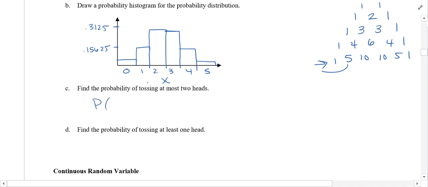We're going to use our table to find the probability of tossing at most 2 heads. So that's less than or equal to 2. We're going to add up 0, 1, and 2.